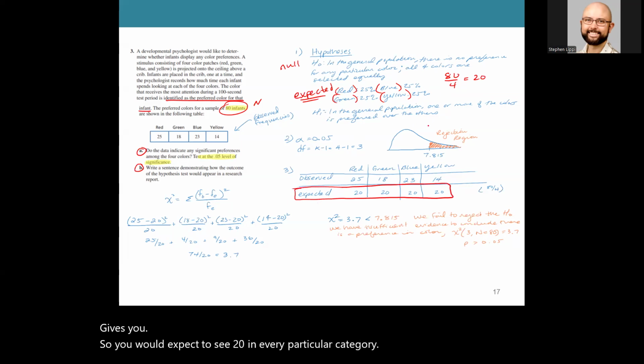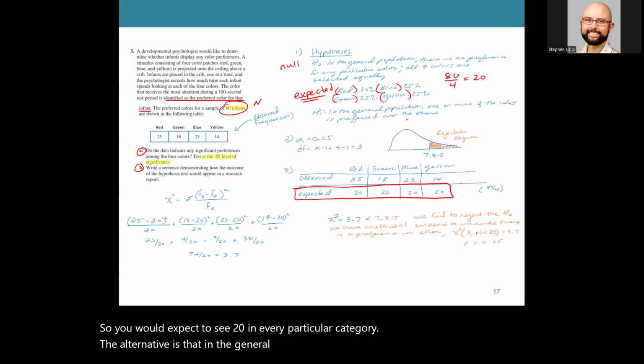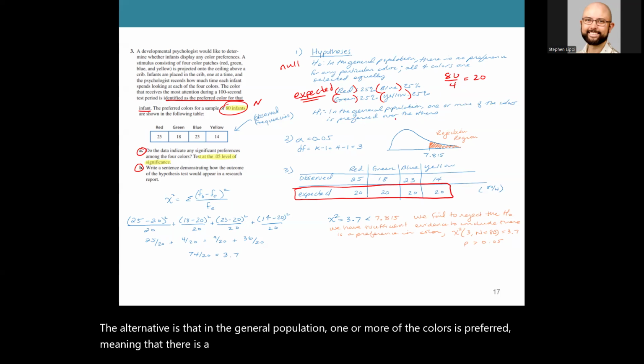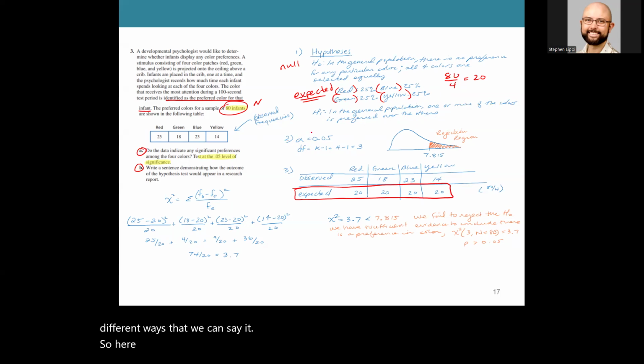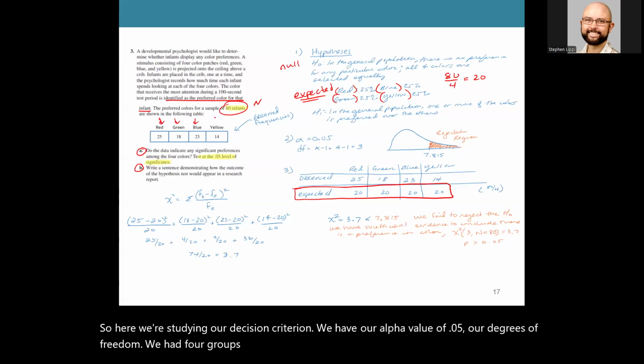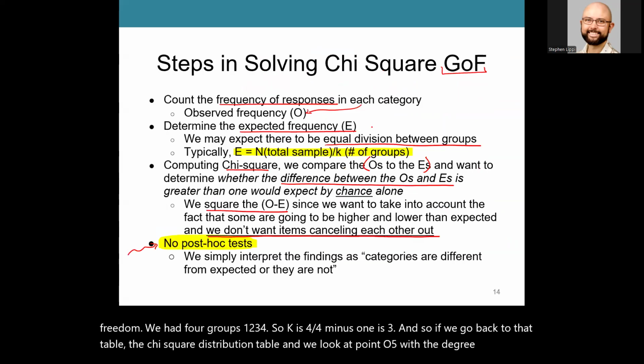The alternative is that in the general population, 1 or more of the colors is preferred, meaning that there is a preference. Not all colors are selected equally. There are a few different ways that we can say it. So here we're setting our decision criterion. We have our alpha value of 0.05. Our degrees of freedom, we had 4 groups, 1, 2, 3, 4. So K is 4. 4 minus 1 is 3. And so if we go back to that chi-square distribution table, and we look at 0.05 with a degree of freedom of 3.